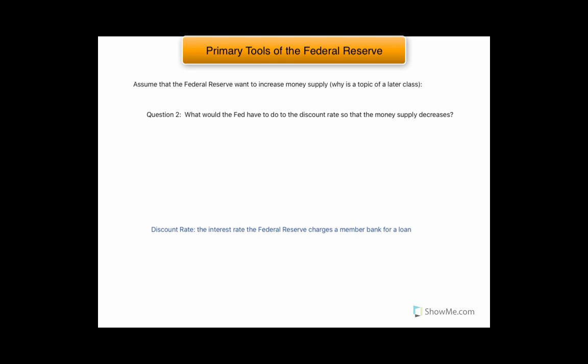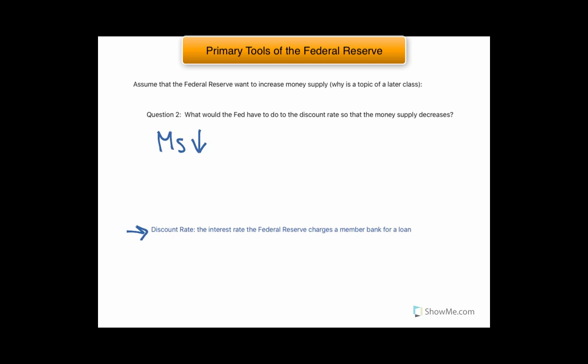So now question 2. What would the Fed have to do to the discount rate so that money supply decreases? So we want our money supply to decrease. And as a reminder, the discount rate is the interest rate the Federal Reserve charges a member bank for a loan.